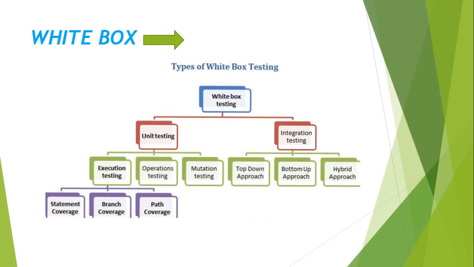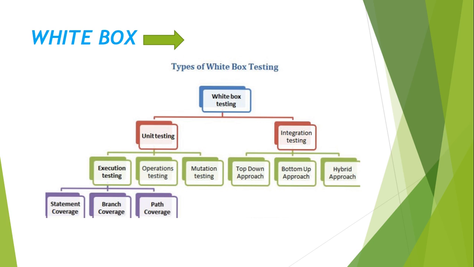There we see a picture of white box, and the picture is also divided into different types of white box. So let's say that at first, in white box testing there are two parts, unit testing and integration testing. And from the two parts there are three and three, six parts. In unit testing there are three parts: execution testing, operation testing, mutation testing. In integration testing there are also three parts: top down approach, bottom up approach, hybrid approach.